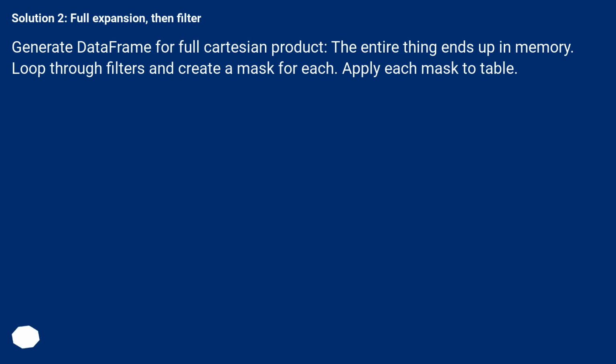Solution 2. Full expansion, then filter. Generate a dataframe for the full Cartesian product. The entire thing ends up in memory. Loop through the filters and create a mask for each. Apply each mask to the table.